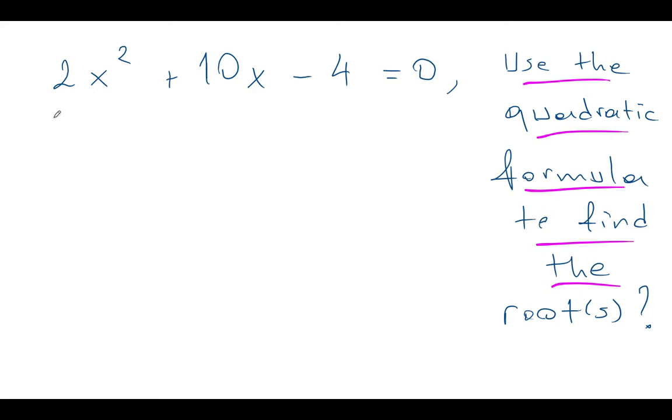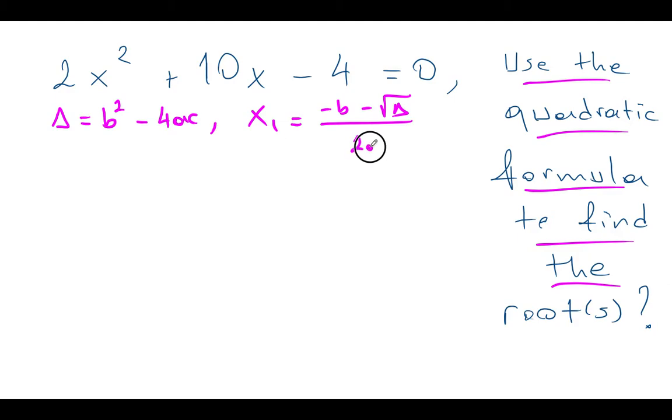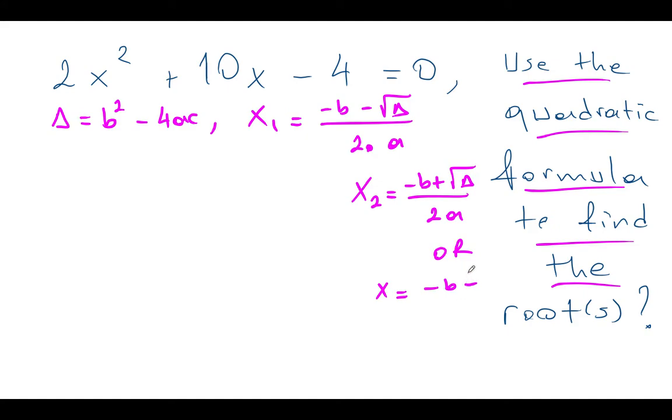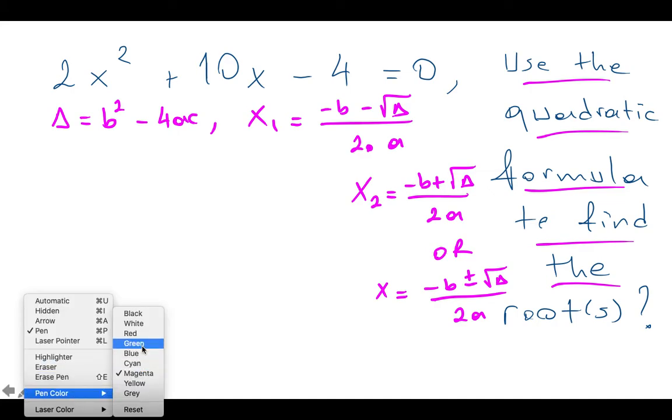So the quadratic formula was this: delta is b squared minus 4ac, and the first root is equal to negative b minus root delta over 2 times a, and x2 is equal to negative b plus root delta over 2a. Or you can say x is equal to negative b plus minus root delta over 2a. So in my question, what will be a, b, and c?